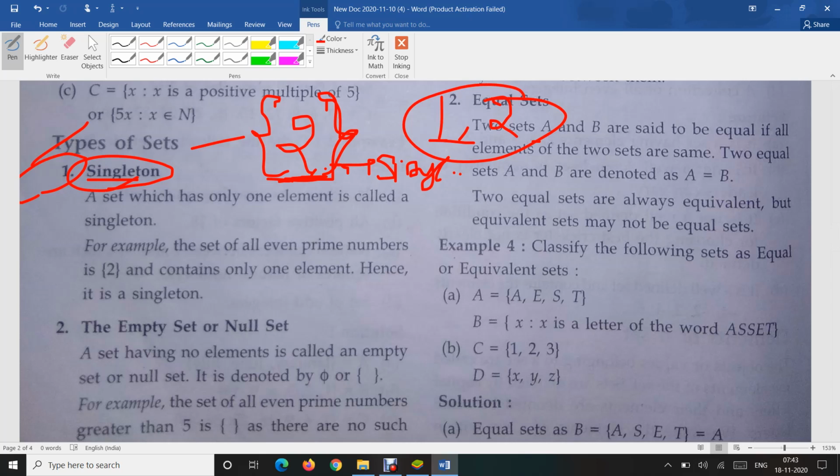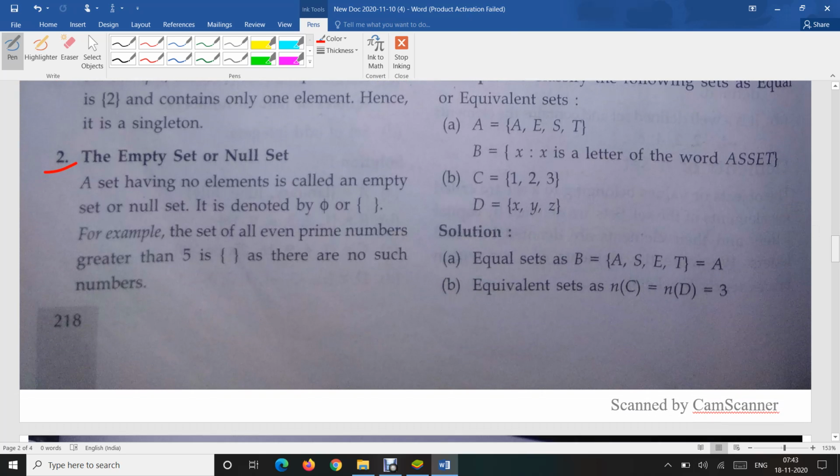Hope you understand this. Now the next one is null. Null means 0, which has nothing. Empty, that means the empty set or the null set, a set which has no element. A set having no elements is called an empty or the null set.